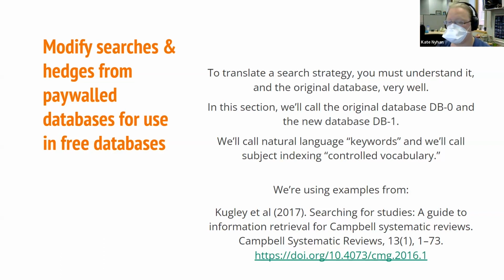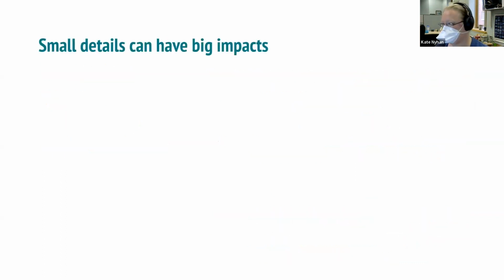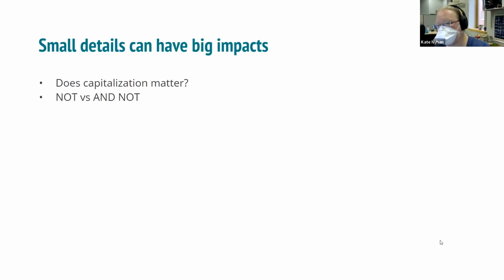When I say keywords, I'm talking about natural language searching. And when I say controlled vocabulary, I'm talking about subject indexing. And the examples come from this existing paper about Campbell searching. So there's a lot of small details, tiddly little things that you should pay attention to. Sometimes capitalization is important. Is the operator exactly the same? Does the shape or encoding of the quotation marks matter?